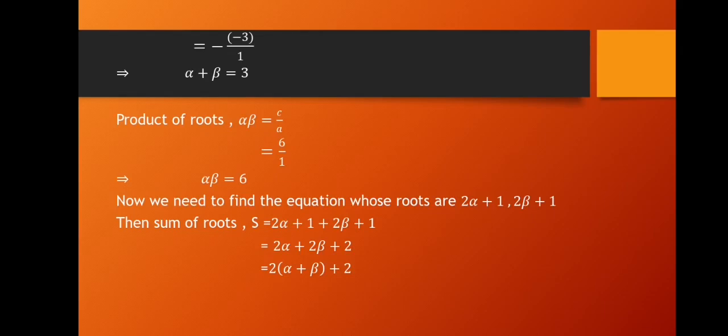We have the values of alpha plus beta and alpha beta, so that we may use them for finding out the sum and the product of the roots of the required quadratic equation. So here we can put the value of alpha plus beta, which is 3. So it will become 8. So s is equal to 8.